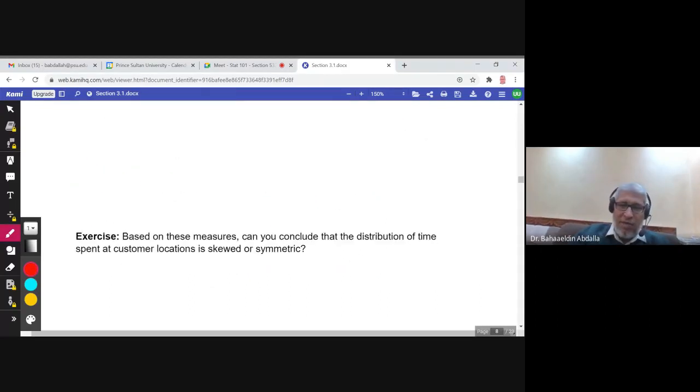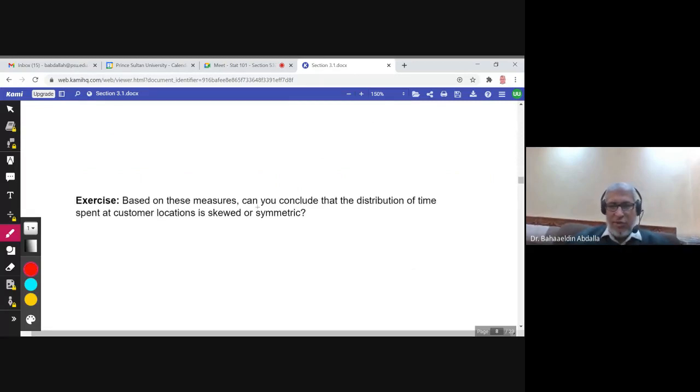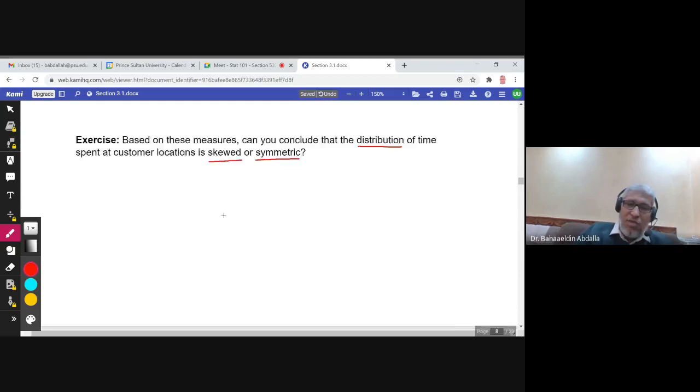And then he asked the question, based on these measures, can you conclude that the distribution of time spent at customer locations is skewed or symmetric? So the distribution of the variable, which is here time spent at customer locations, has a shape. Usually the distribution has a shape, and we need to learn how to differentiate between the shape when it is symmetric and when it is skewed. So let us have a look.